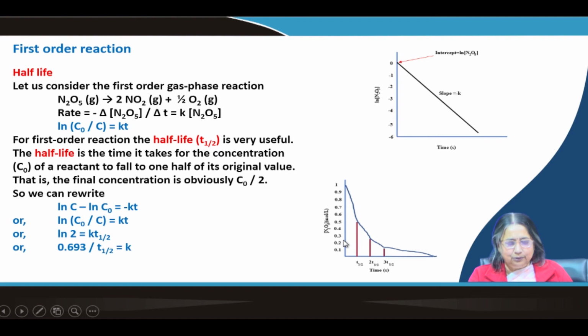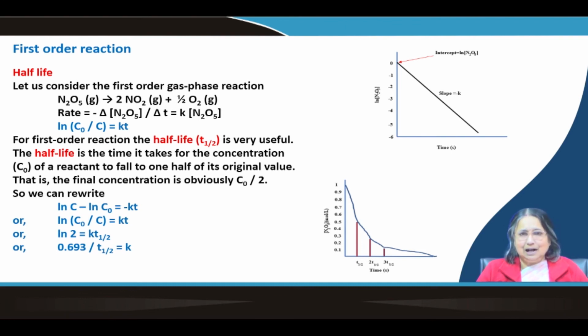Similarly, when you start with 0.25, that is here, then half of this is 0.125. So, here again, from here to here, the time taken is again T half. If you consider from the start, it is 3 T half. Okay. So, it will continue like this, and it is a first order curve. You can easily understand how it goes.